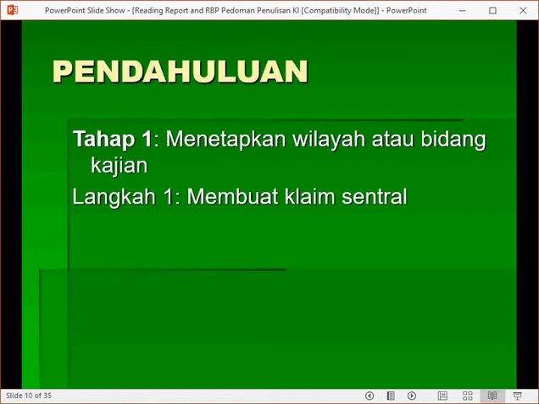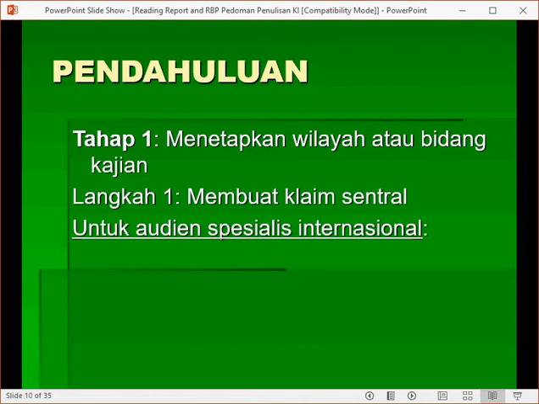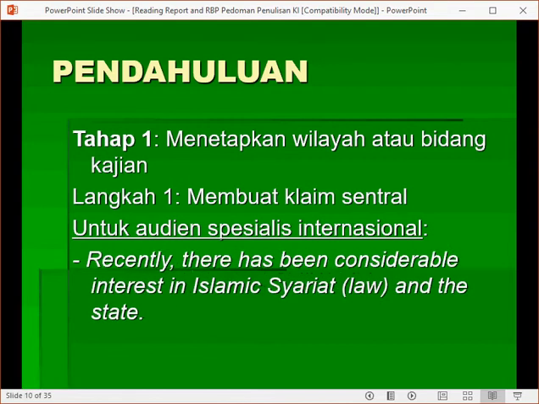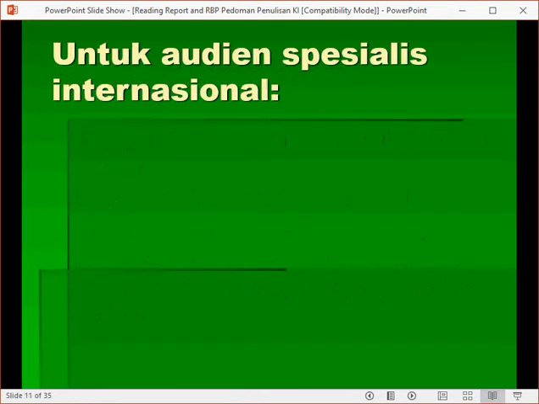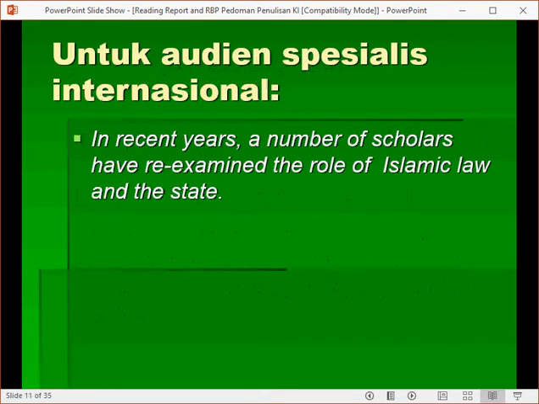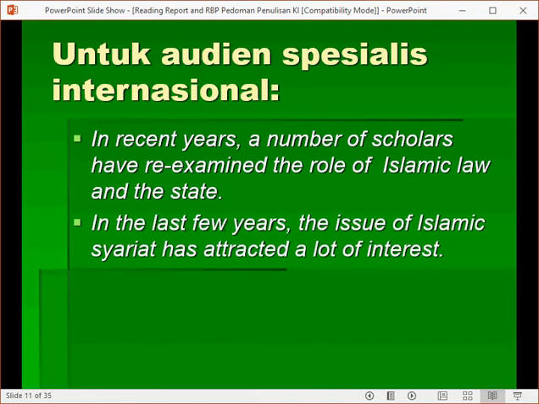The first step is you have to make a central claim. What is a central claim? It is for the international specialist audience. For example, recently there has been considerable interest in Islamic Sharia law in the state. In recent years, a number of scholars have re-examined the role of Islamic law in the state. This is the central claim. In the last few years, the issues of Islamic Sharia have attracted a lot of interest.